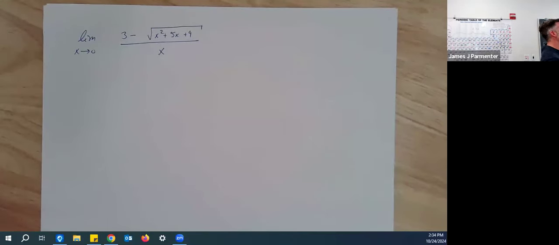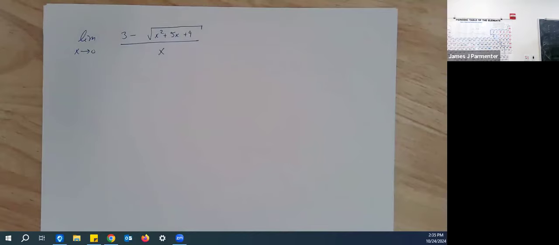Plug in 0. We couldn't do that for the previous ones because they're going to infinity. But when you have an actual number that x is approaching, you should always start by plugging that in. And if we plug that in, what are we going to get? I want you to be more explicit with your answer. Not just 0, right, which is not 0. So 0 over 0 is a very different thing than just 0.